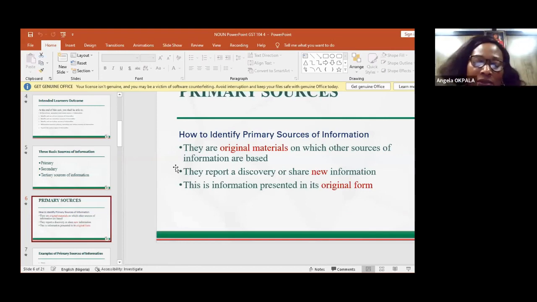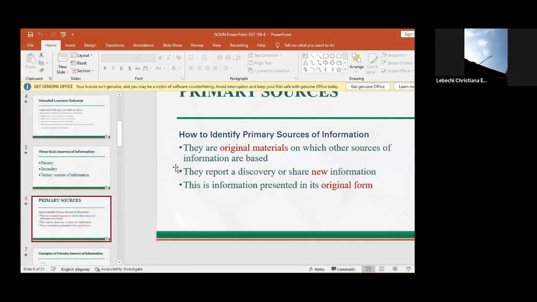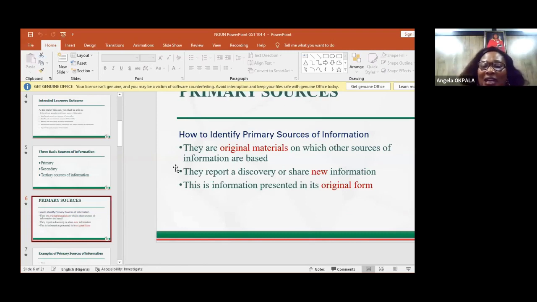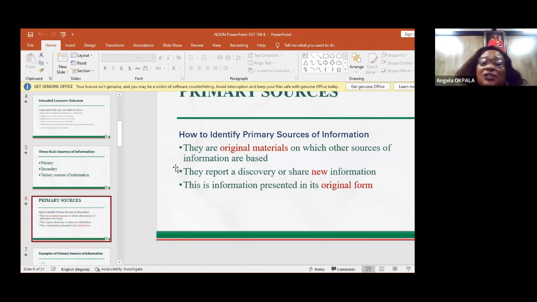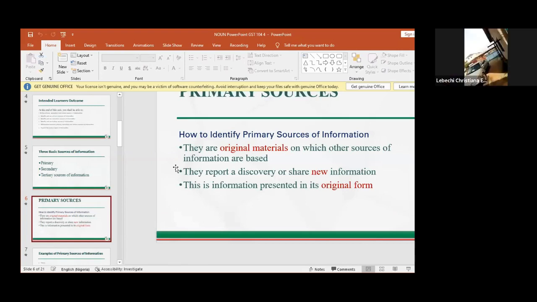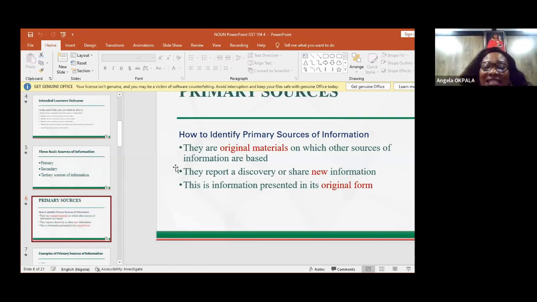I want you to take notes. It's easy to identify because this is information that has not been subjected to any form of analysis. It is true, it is in its original form. I'll give you a good example of it. It's a research work. If you are given a research work, a research that somebody else has not done before, and that is what research is all about, adding to the wealth of knowledge, and you go to research on it and come back with original information, that one will become a primary source of information.